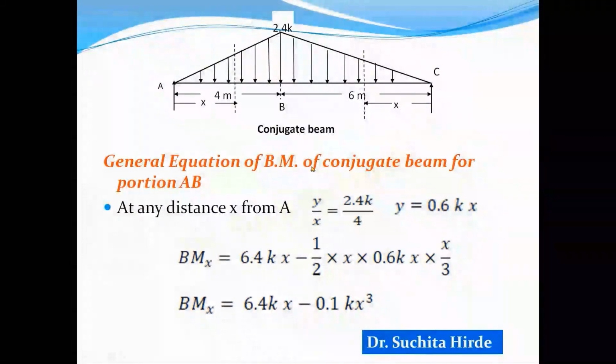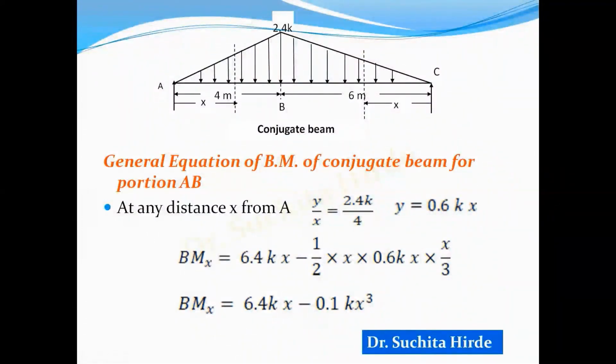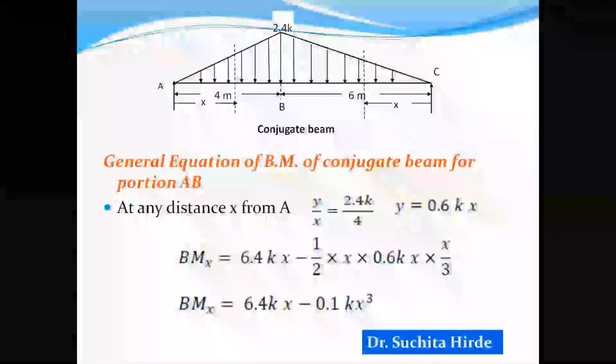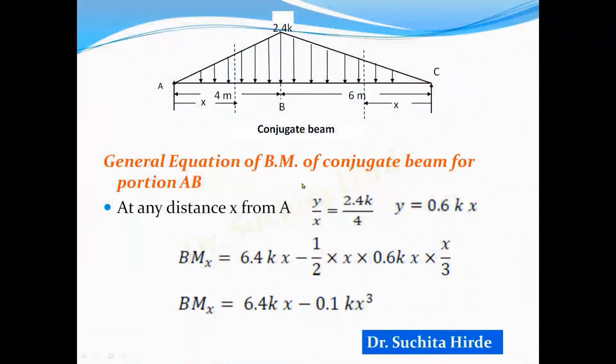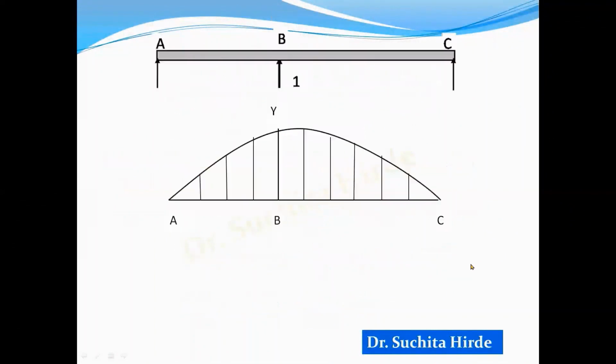Now here, while writing the equation of bending moment, you never have to consider clockwise positive or anti-clockwise positive, not like that. What you have to consider is that moment due to upward forces is always positive. Moment due to downward forces is always negative. The moment may be clockwise or anti-clockwise, don't look at that. Just see whether the moment is due to an upward force or due to a downward force. So let us see how to write the general equation of bending moment for this portion CB.